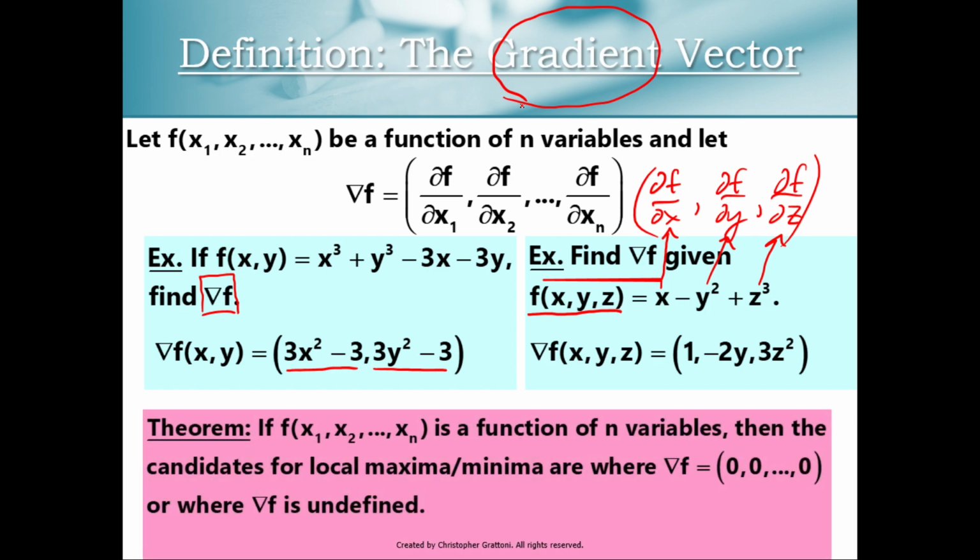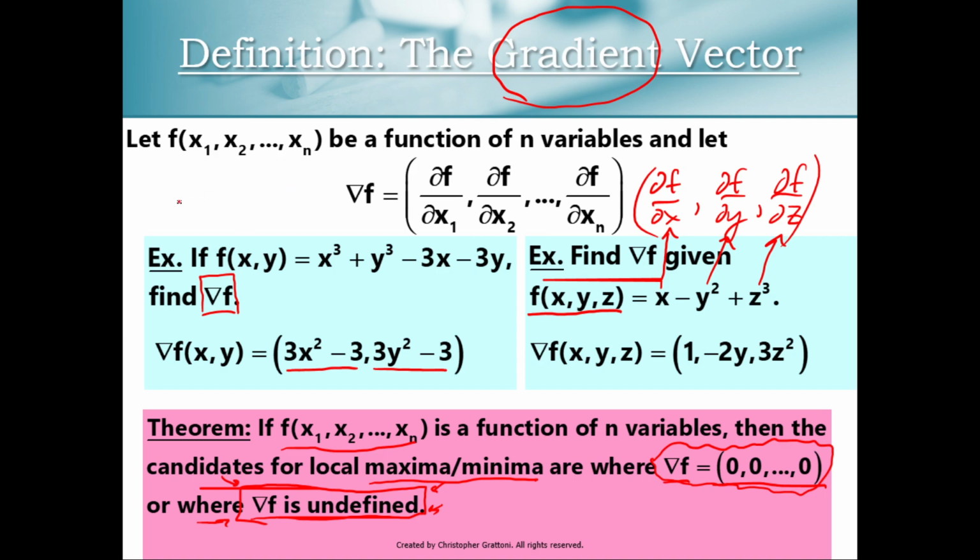Now I do have a theorem for you guys. Let's say you have a function of n variables. Then the candidates for local maxes and mins on that surface are going to be the places where the gradient vector is equal to the 0 vector, or possibly where the gradient vector is undefined. We don't really see that come up as much as you guys saw in Calc BC. So this condition is important, but typically we're going to end up with a function that is differentiable. And then if the function's differentiable, really what we're targeting are the places where we have a gradient vector that is equal to the 0 vector.